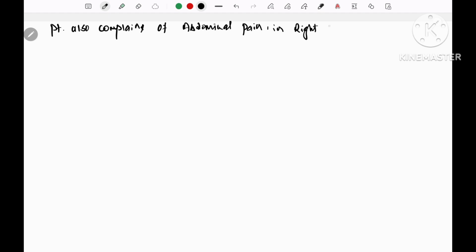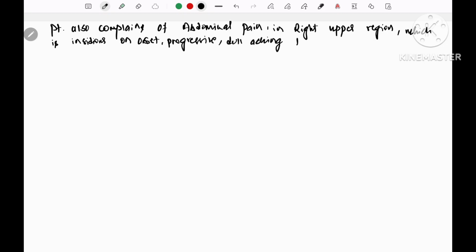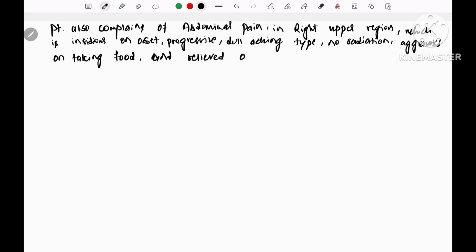In the right upper region, which is insidious in onset, progressive, and it is dull aching type, and it is not radiating, and it aggravates on taking food and is relieved on taking antacids.